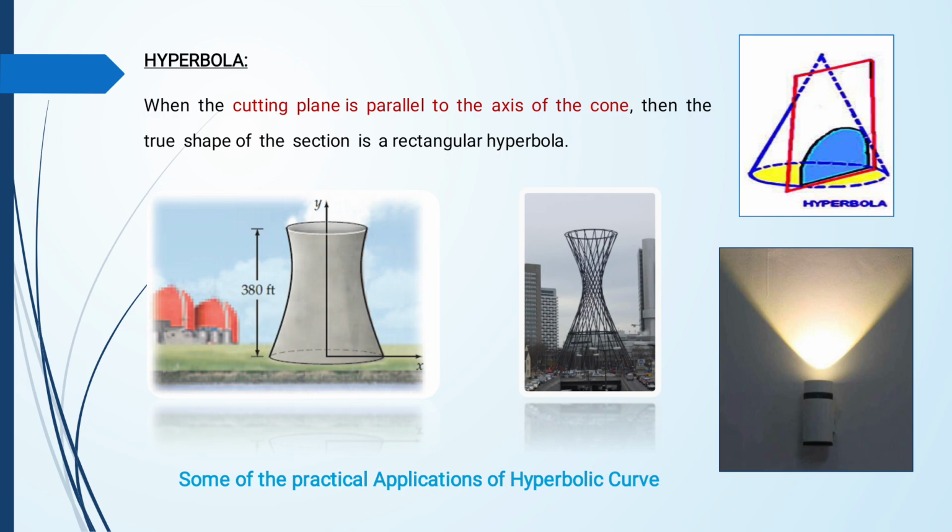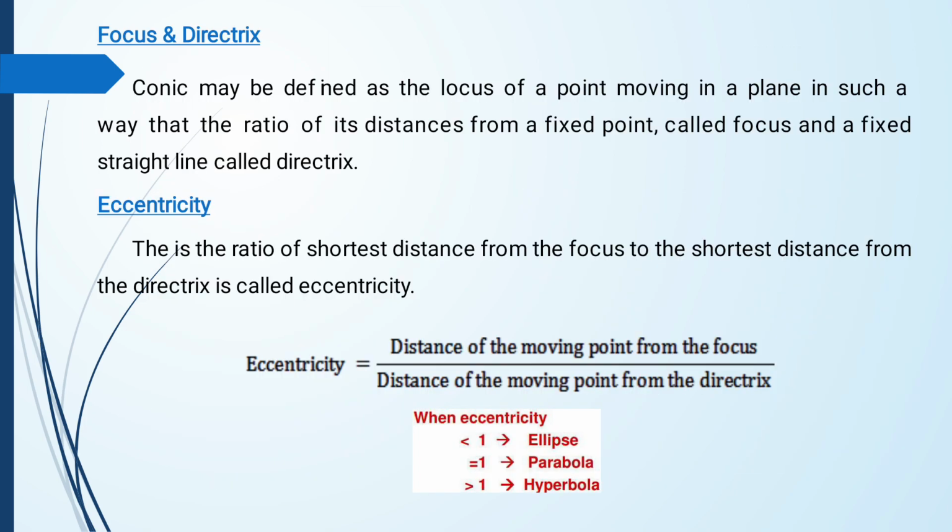Okay. Next, we move on to the construction of parabola, hyperbola, and ellipse. How can we construct the parabola, hyperbola, and ellipse? Before going to the construction, we first need to understand eccentricity. So what is eccentricity? Before that, the focus and directrix.